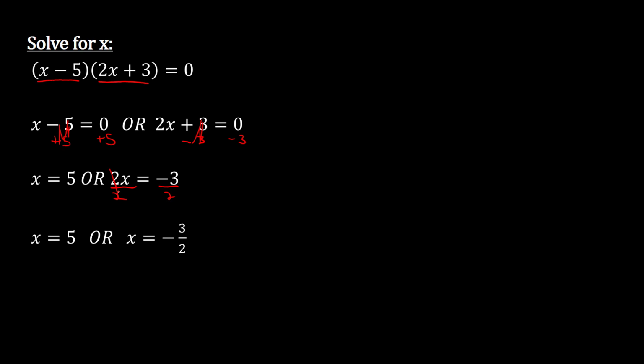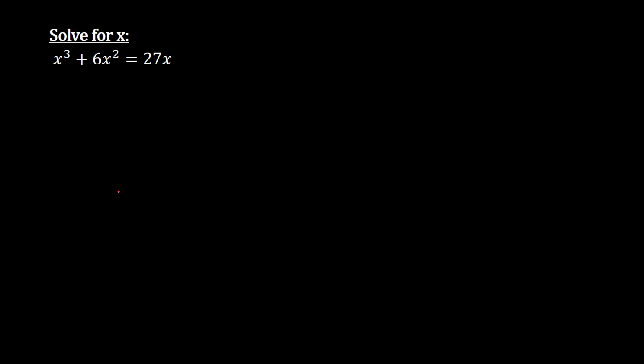Now the question is, what if it's not in this format already? What if it's not two things being multiplied together equaling 0? Well, if it's not, then we have to make it look like that. So for example, here we have x cubed plus 6x squared equals 27x. So we know by the zero product property that if we get two things multiplied together and equaling 0, then either one of the two numbers must be 0. So we know that we need to get this equal to 0 first.